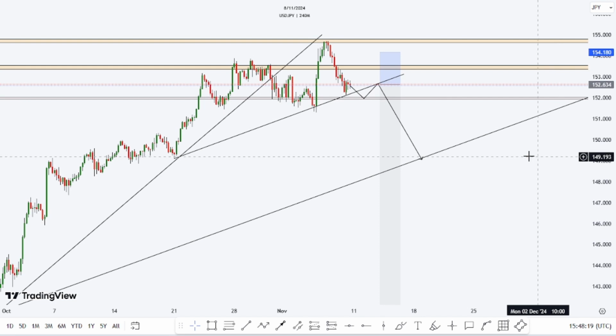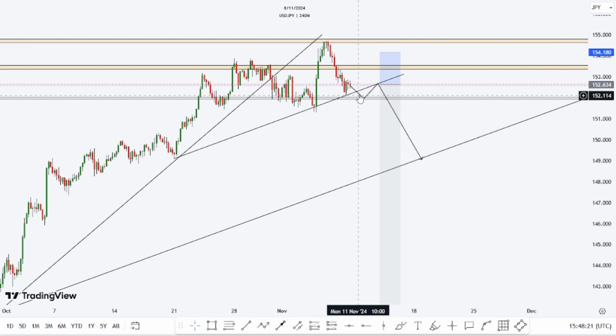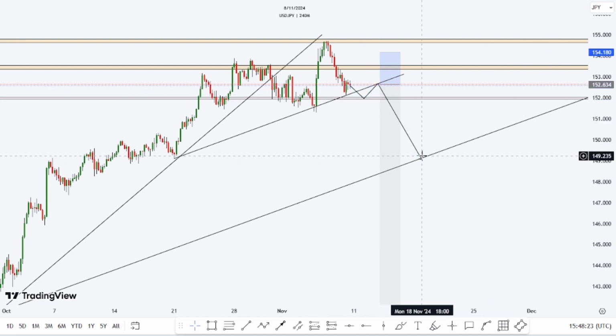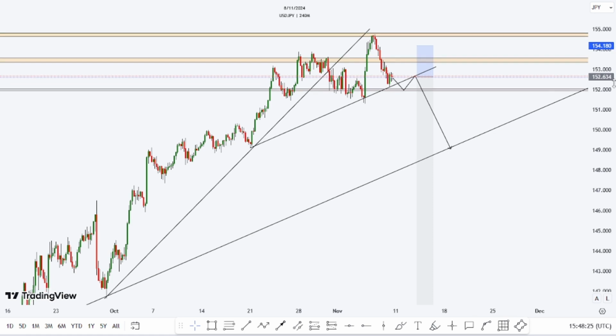So this is USDJPY. I'm looking out for sales. A break of this trend line and a retest will give me a sell to this level, and also all the way down.